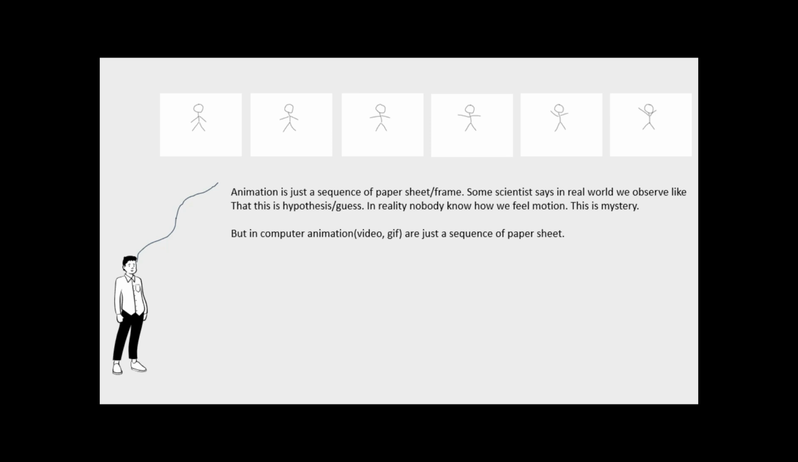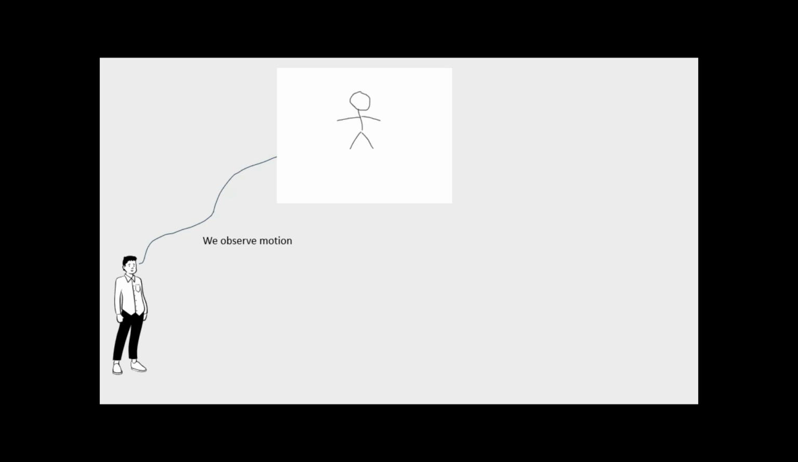But in computer animation, all the things you are seeing on YouTube channels or any kind of videos on a computer are just a sequence of paper sheets. If the paper sheets flow in fast forward, then it looks like this. So this is how our senses observe the motion of objects, not in this universe, in a computer basically.